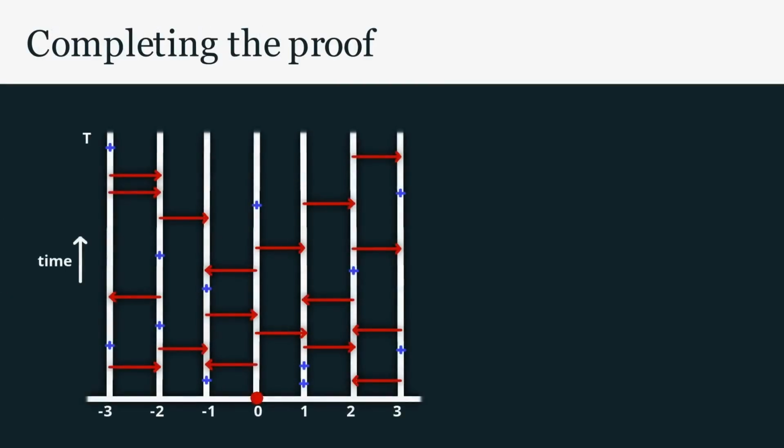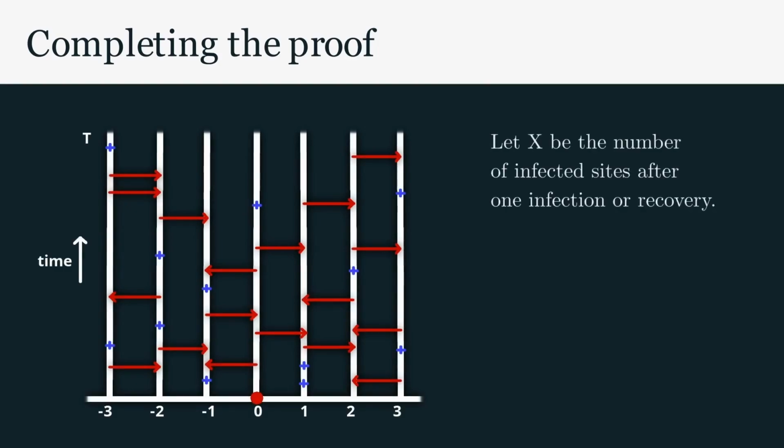We have once again our diagram which shows the contact process, and we will compare it with a certain family tree. Let X be the number of infected sites after one infection or recovery. That means the number of children in our Galton-Watson tree will be the number of infected sites after either one infection has happened, and so now there are 2 infected sites, or one recovery has happened, and there's no sites left. Let's look at an example.